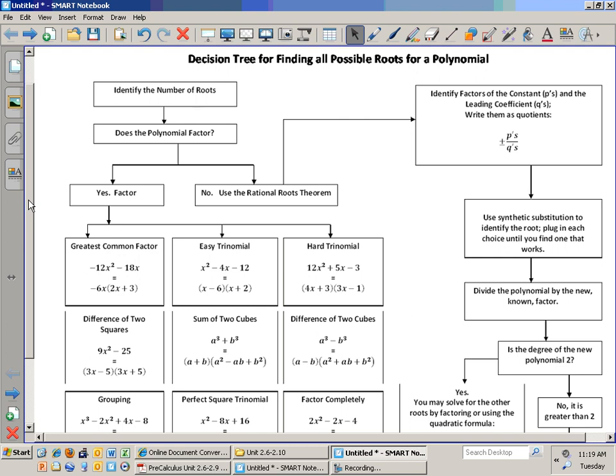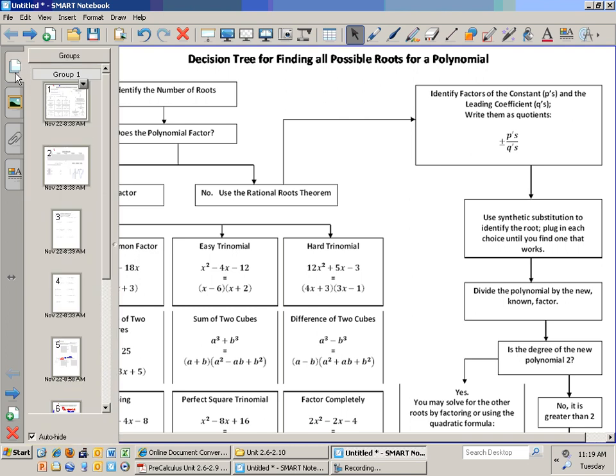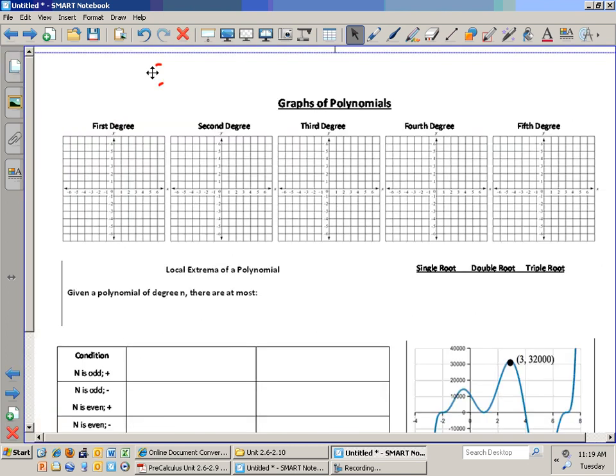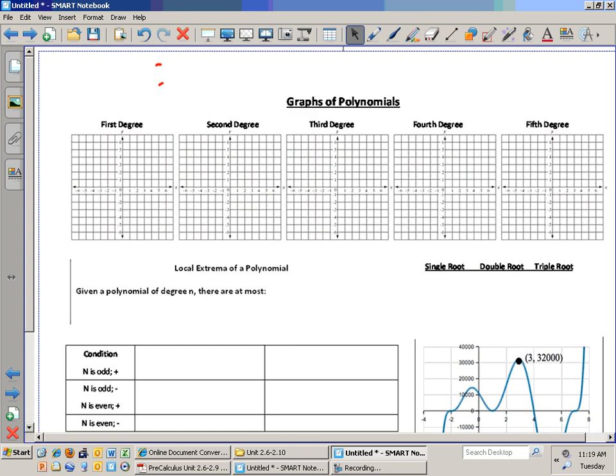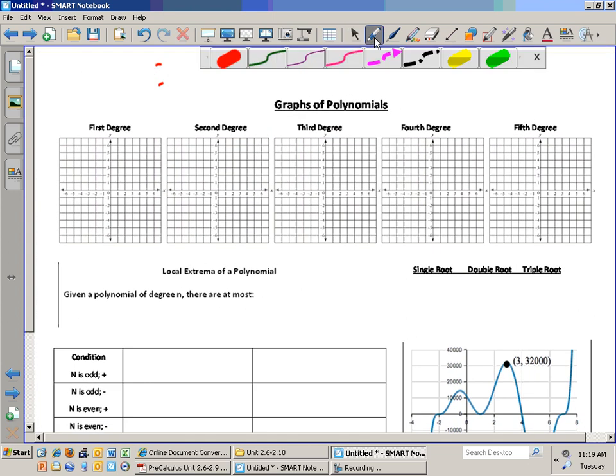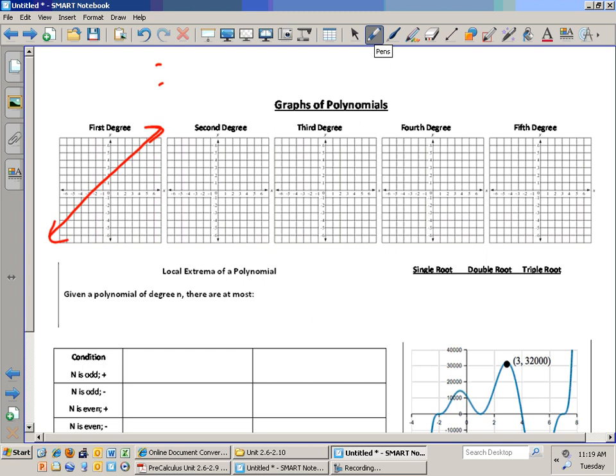Today, we're going to look at all things graphical. Flip the sheet over, look at this part. We're going to look at graphs of polynomials. First degree looks like this. I will do positive in red, and I will do negative in blue. So that would be if it's positive. If it's negative, it goes down. First degree polynomial. Everybody agree?